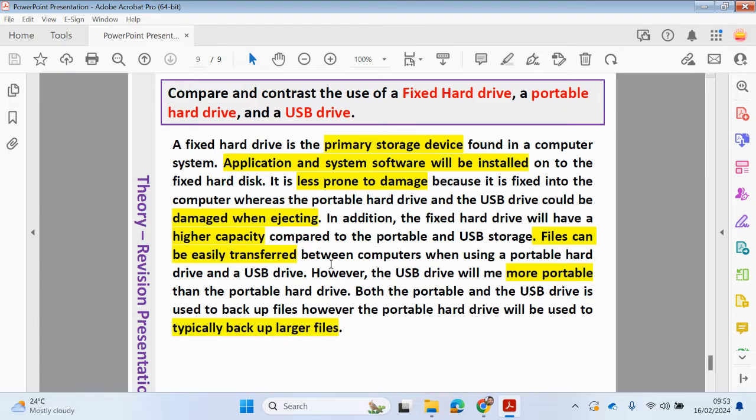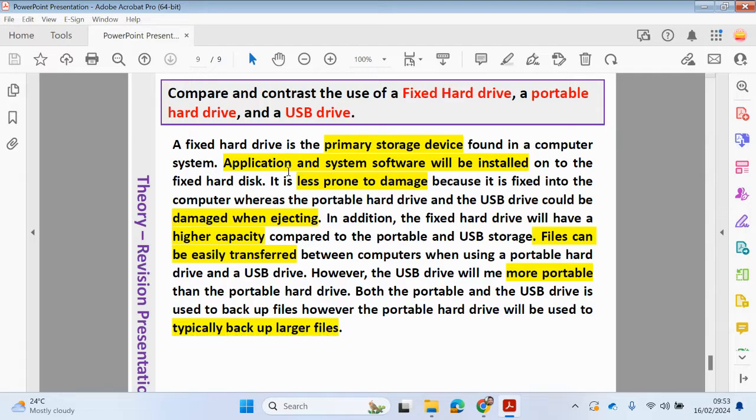Files can easily be transferred between computers when using a portable hard drive and a USB drive. However, the USB drive will be more portable than a portable hard drive due to its smaller size. Both the portable and USB drive are used to back up files. However, the portable hard drive will be used typically to back up larger files.